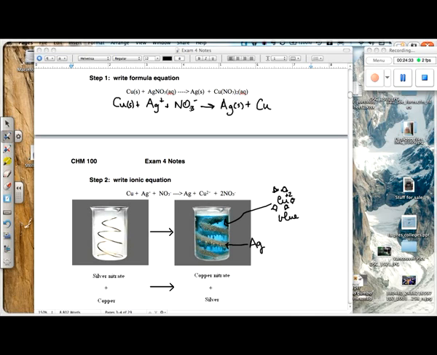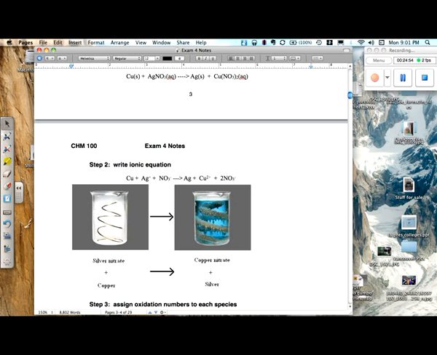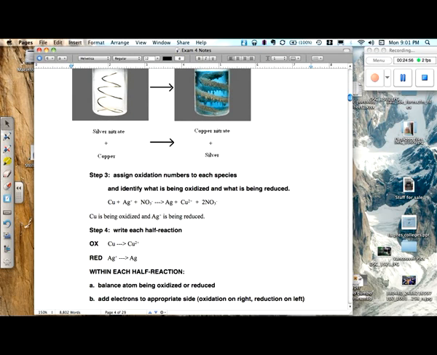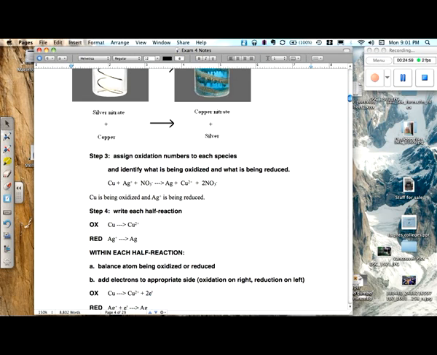Now, what is the charge on copper? Very important. You must put the charges in. Each nitrate is minus one, so copper is plus two, and I have two nitrates. Okay, so that's what you see right here. In the notes, I've got the step-by-step procedure, with another example following this one.